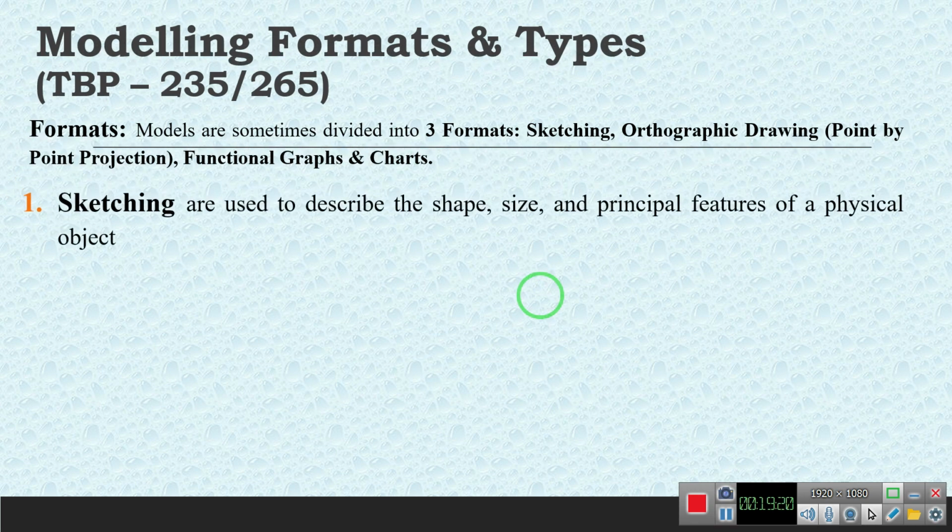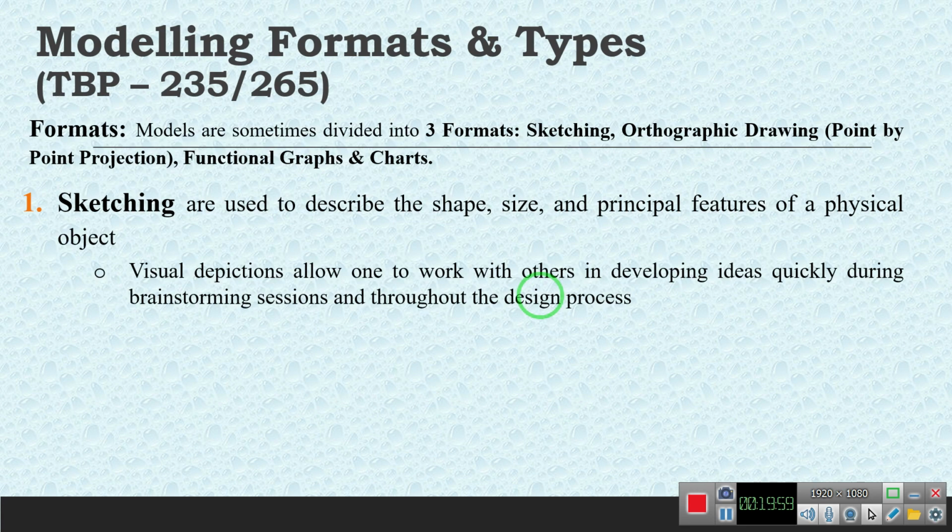Sketching. Sketching is used to describe the shape, size, and principal features of physical objects. Sketching is also defined as freehand drawing, without actual dimensions, without using a scale or protractor or compass, like a portrait drawing or any drawing which does not have physical dimensions. Just shape, size, and appearance will be there.